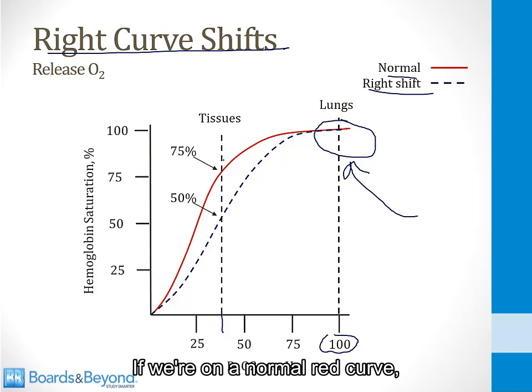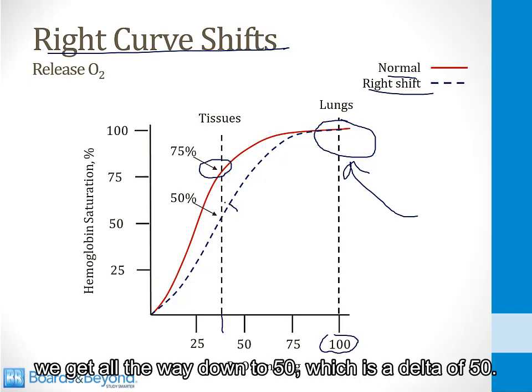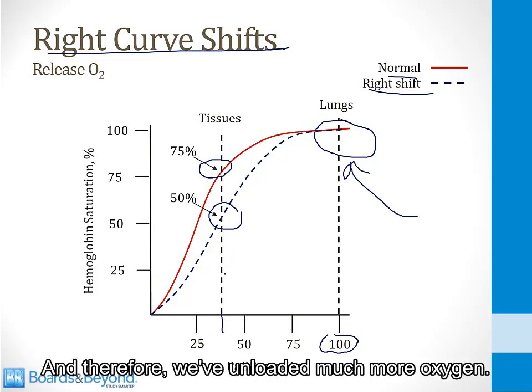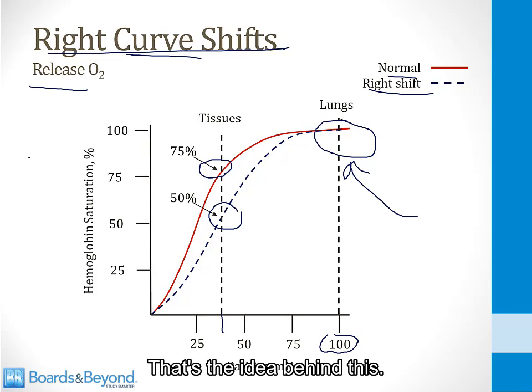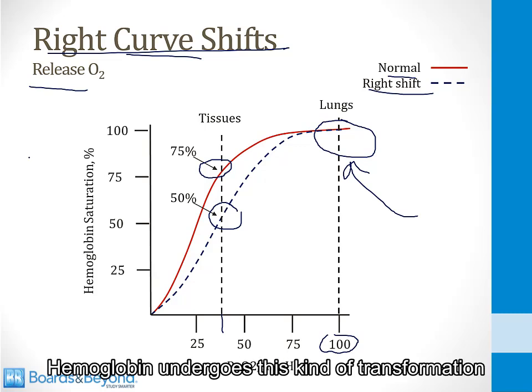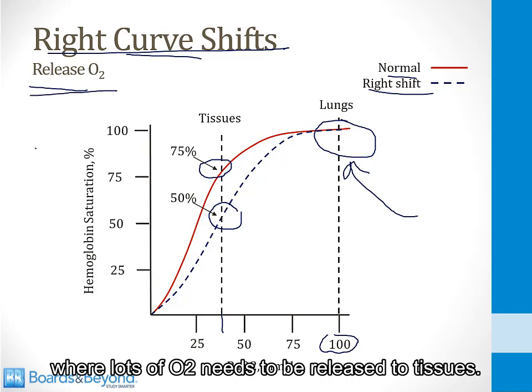If we're on the normal red curve, we only get down to 75% saturated. That's a delta of 25. If we're operating on the blue curve, we get all the way down to 50, which is a delta of 50, and therefore we've unloaded much more oxygen. So you can just remember, right curve shifts lead to the release of O2 in the tissues. That's the idea behind this. Hemoglobin undergoes this kind of transformation in environmental circumstances where lots of O2 needs to be released to tissues.